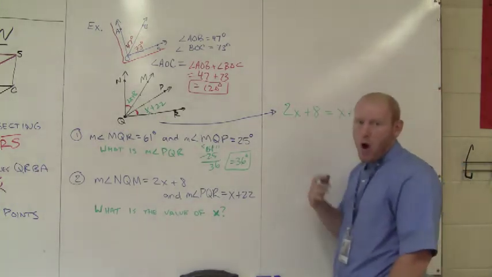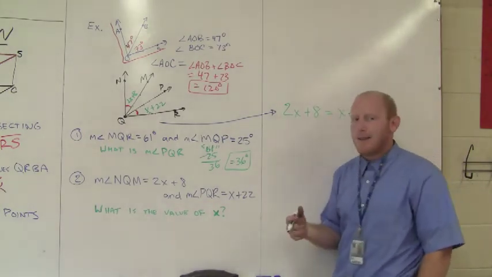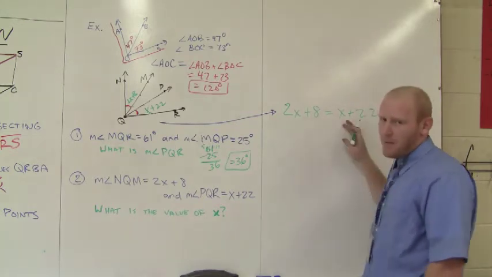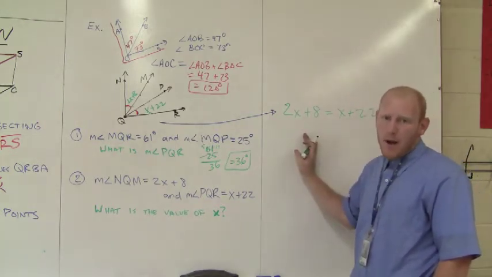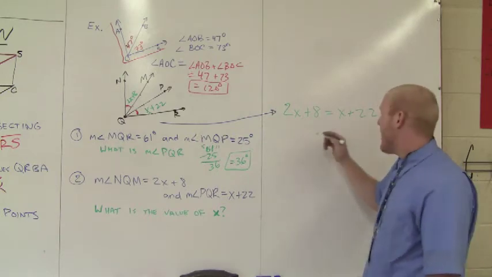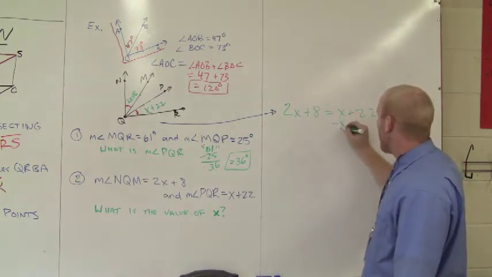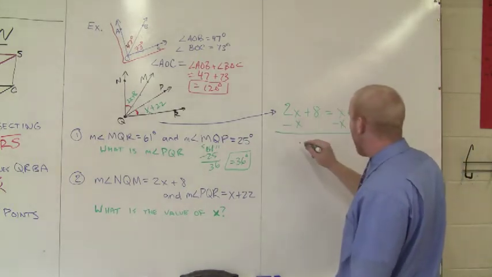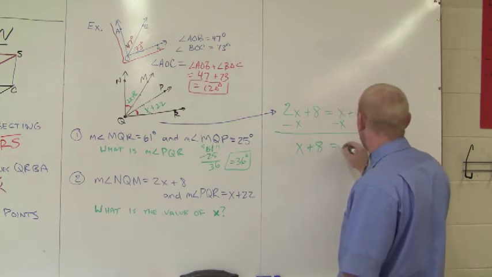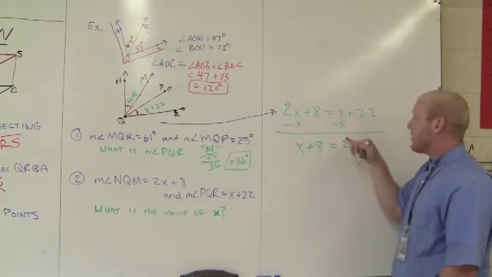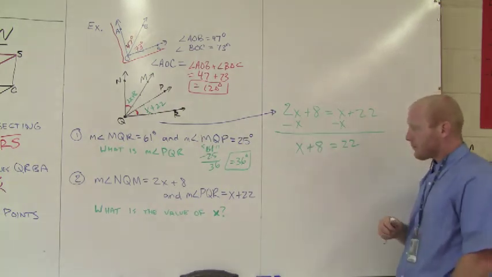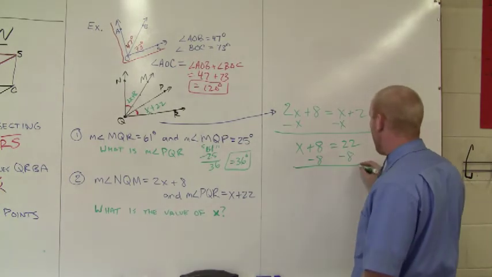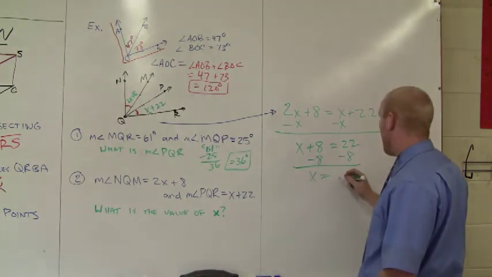Now, it's back to algebra. Hopefully we've done enough practice so you can do a problem like this. Here, I want to move my variables first. I usually move my smaller variable over to combine with the bigger variable. So, I'm moving x over, so I have to subtract x on both sides. After that, I'm left with x plus 8 equals 22, because 2x minus x is x. My last step would be minus 8. I subtract 8 on this side, so x will equal 14.